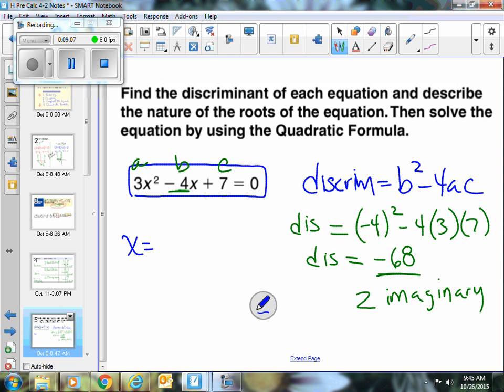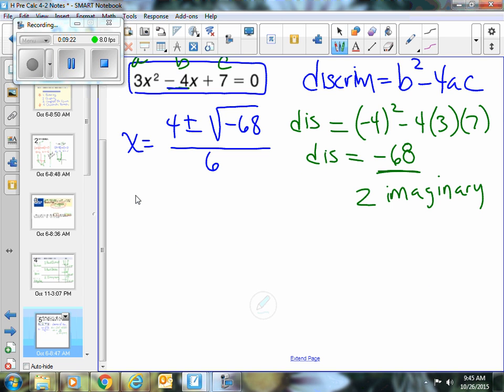All right, so let's use quadratic formula then to find those complete solutions. So x equals opposite of b. If b is -4, that means that would be +4, plus or minus the square root of -68 all over 2 times a, so that's 2 times 3, that would be 6.